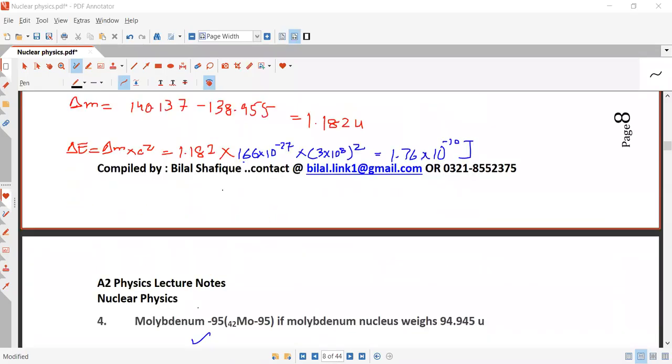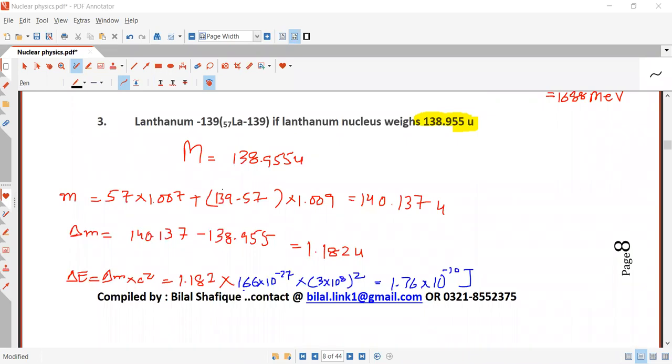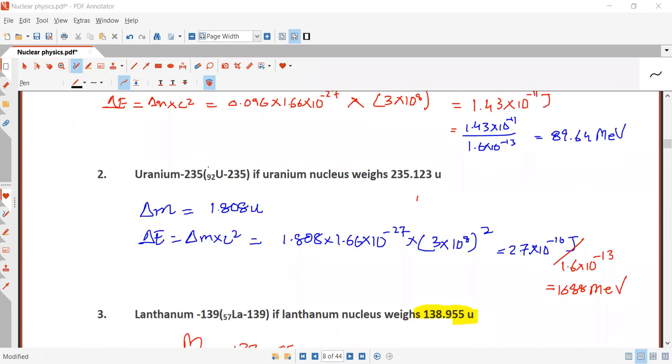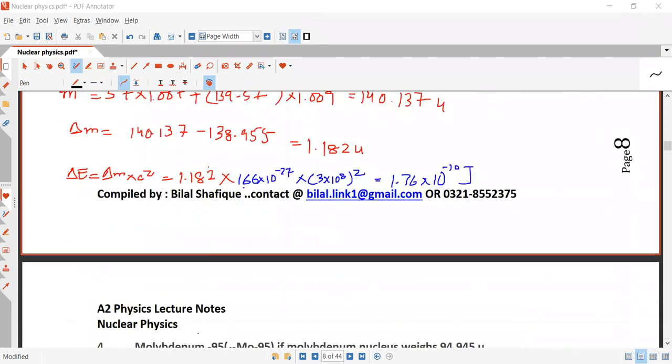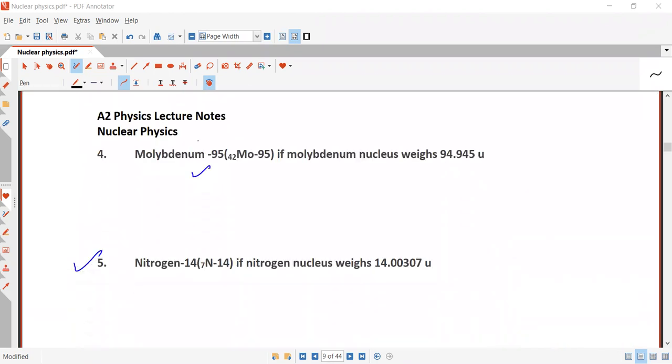Okay, since last time we were calculating the binding energy and the mass effect of different elements. We did examples like carbon, uranium, and lanthanum, and I gave you examples to do on your own. Let me do one more question for you to revise the previous lecture, right? The mass of the molybdenum nucleus is given, that is 94.945 U.